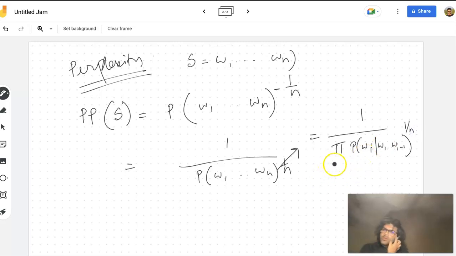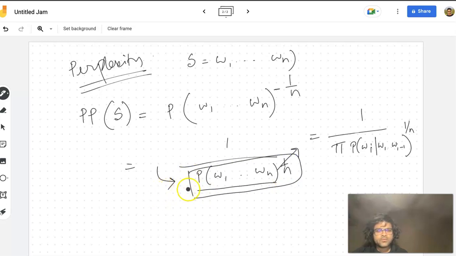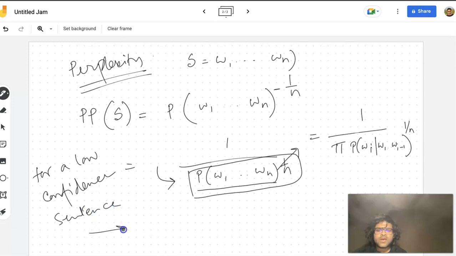So this is the perplexity. What does perplexity actually tell us? If you see the formula, this is the denominator. If the probability of a sentence is low, then the whole denominator is low. And if I divide 1 by a low score, then the perplexity will be high. So for a low confidence sentence, the perplexity will be high.